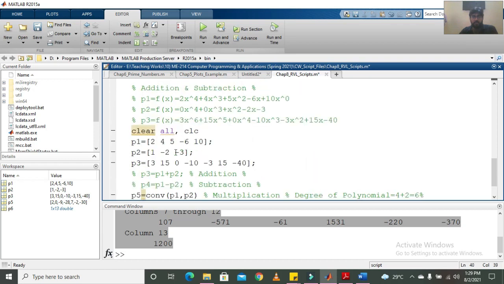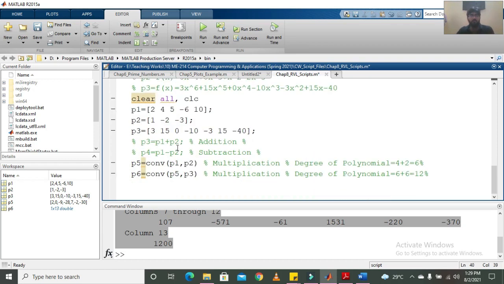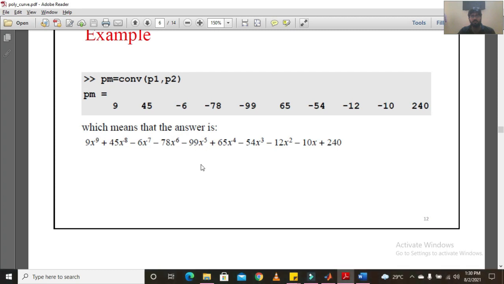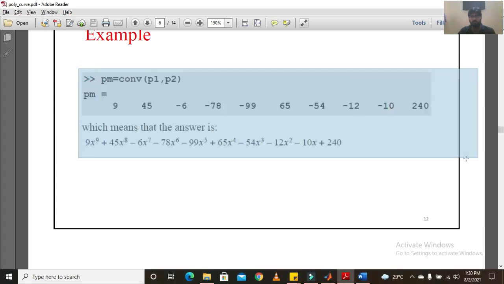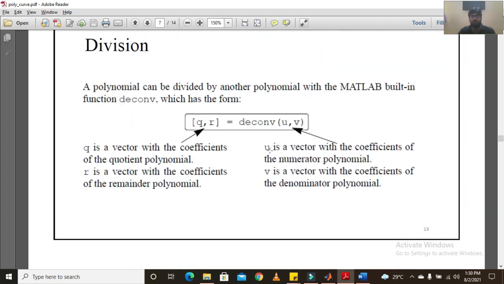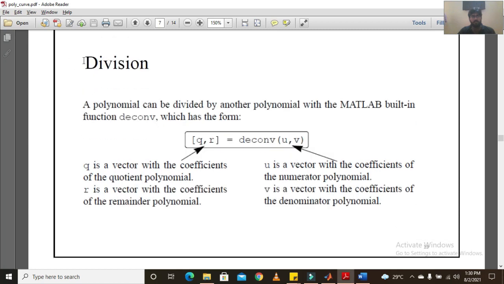So I hope it is clear to all of you how we can add, subtract and multiply polynomials. Next, an example has been attached, which you can solve at home. Next we have the division of polynomials. For division, polynomials can be divided in MATLAB by using the deconv function, and since it is a MATLAB built-in function, it will be in lowercase.